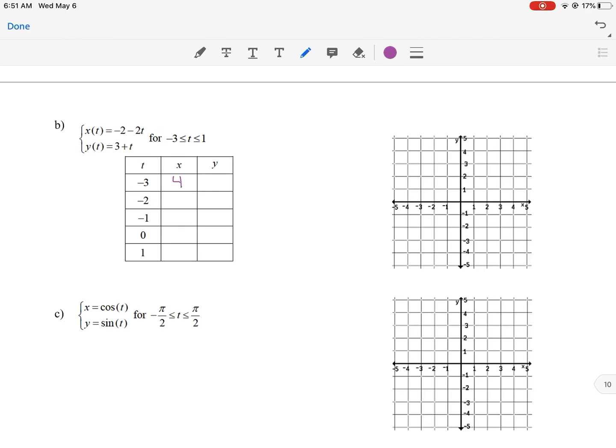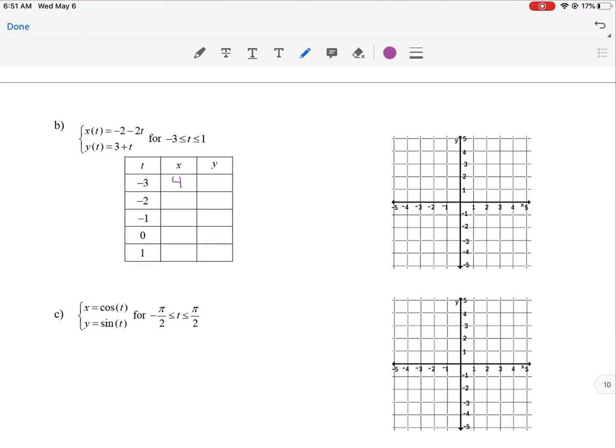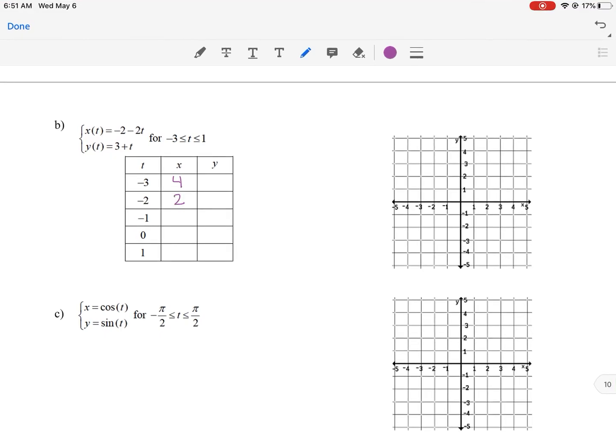Then we're doing -2 minus -2 times -2, so -2 plus 4 is 2. Negative 2 minus negative 2 times negative 1 is negative 2 plus 2, so we get 0. Negative 2 minus negative 2 times 0 is just negative 2. And then negative 2 minus negative 2 times 1 is negative 2 minus 2, so negative 4.